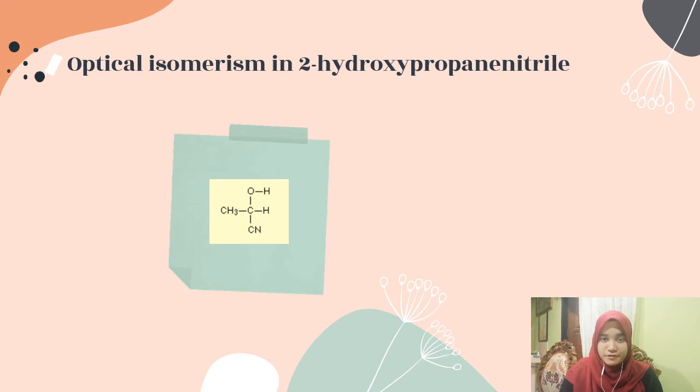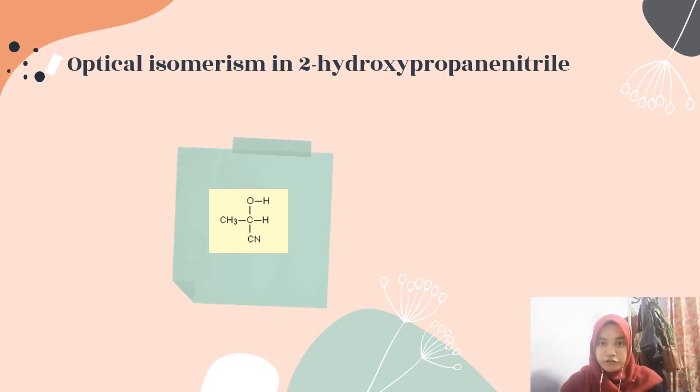Optical isomerism in 2-hydroxypropanenitrile. When 2-hydroxypropanenitrile is made in this mechanism, it occurs as a racemic mixture, a 50-50 mixture of two optical isomers. Optical isomerism occurs in compounds which have four different groups attached to a single carbon atom. In this case, the product molecule contains a CH3, a CN, an H, and an OH, all attached to the central carbon atom.